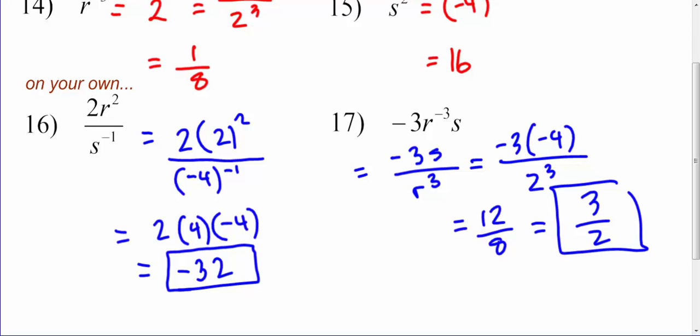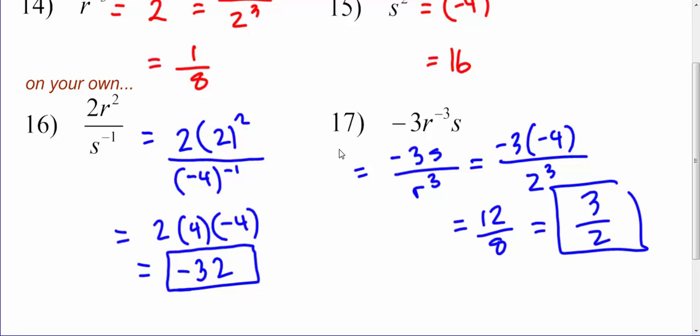All right, welcome back. Take a look at what I did on 16 and 17. I want to point out a slight difference. I approached these two a little bit different way from each other. So on 16, you'll notice I immediately went and plugged in my value for r, and I plugged in my value for s. After I plugged it in, I realized, okay, this negative 4 has a negative exponent. I've got to move it to the numerator. So I got 2 times 2 squared times negative 4 to the 1st, which was negative 32.